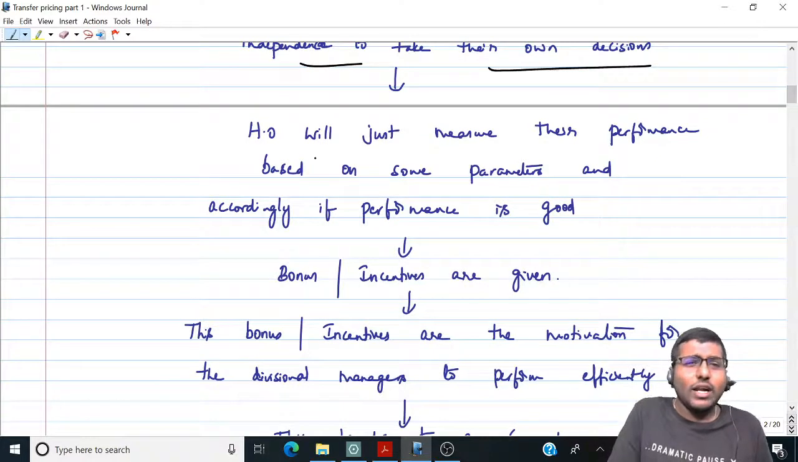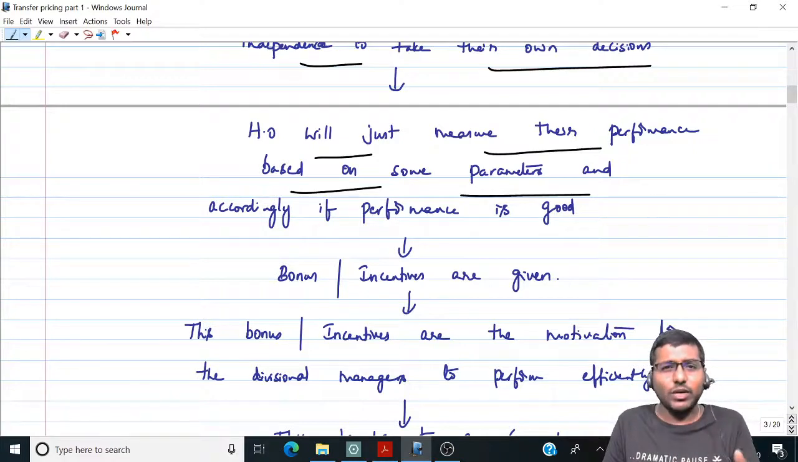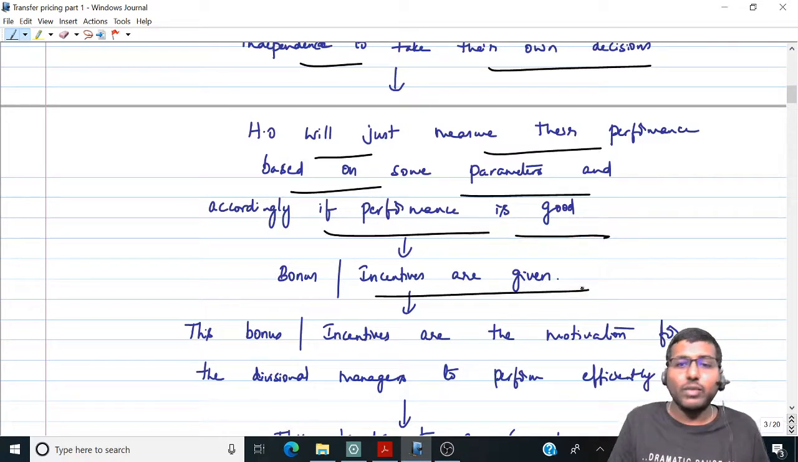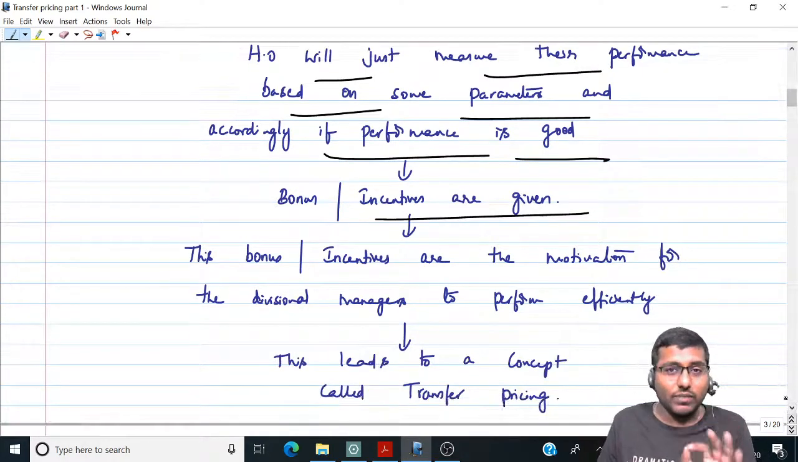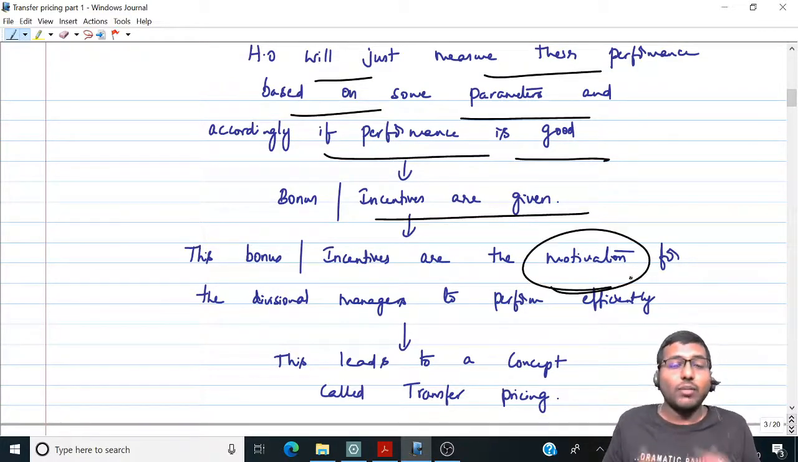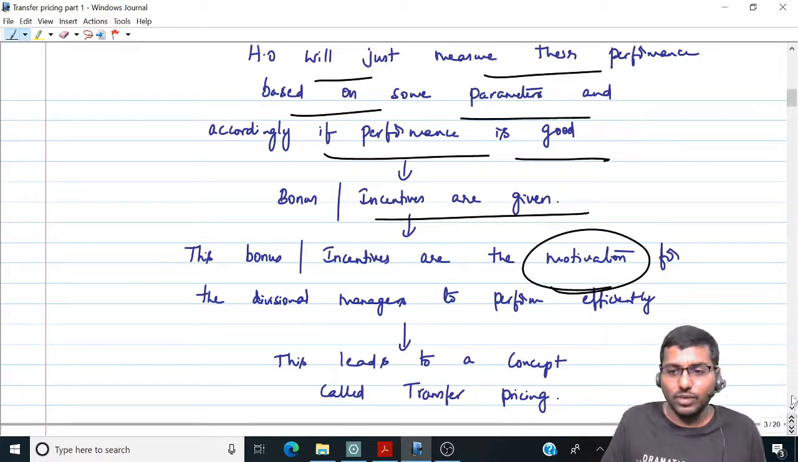So what will head office do? It will just measure their performance based on some parameters, which means profit or return on investment or comparing standard cost with actual cost, something like that. Are you able to understand? And if the performance is good, incentives will be given. This word incentives will act as a motivation for the divisional managers to perform efficiently. Now they know that okay, fine, if I perform well, I'll be getting incentives. So that is a motivation factor, that is a drive factor, and they started working to their fullest potential.